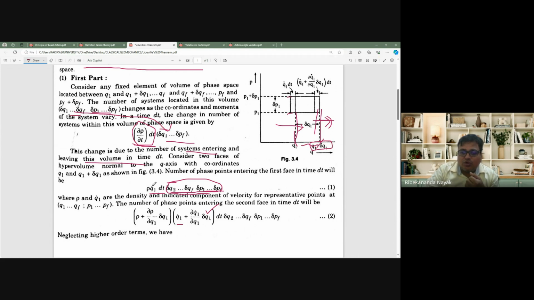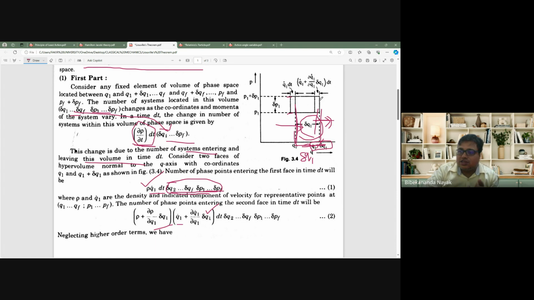Similarly, in place of rho, the density, that is the number of particles, we write rho plus del rho by del q1 into delta q1. How many particles are present at q1 plus delta q1 depends on the density variation, del rho by del q1 into delta q1. So in the phase space, this many particles are entering.